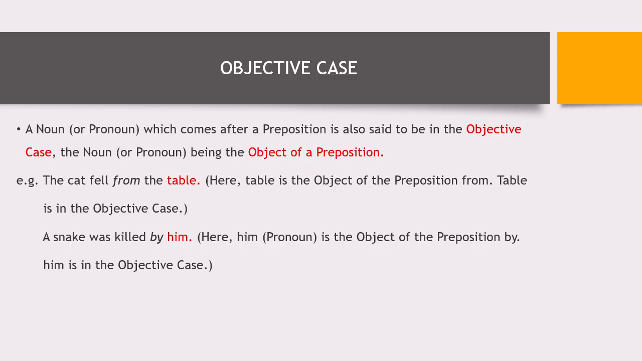A snake was killed by him. Here, the pronoun him is the object of the preposition by. Him is in the objective case.